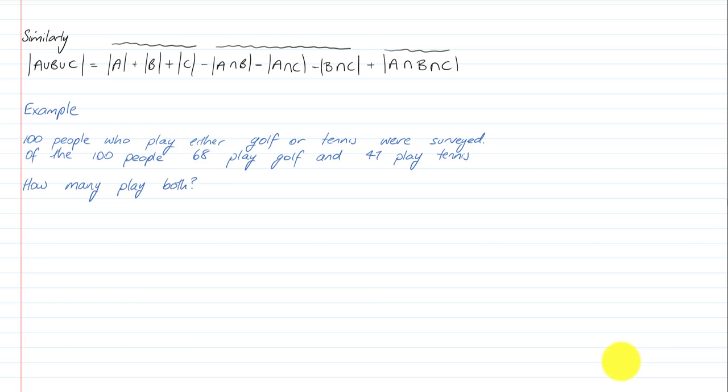So we've got a final example now. 100 people who play either golf or tennis were surveyed. And of the 100 people, 68 play golf and 47 play tennis. How many play both? So play both is the intersection. So let's define golf as G and tennis as T, which means that play both is the number of people in the set G and T.